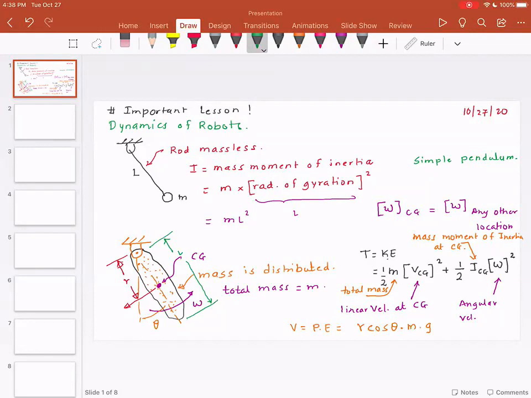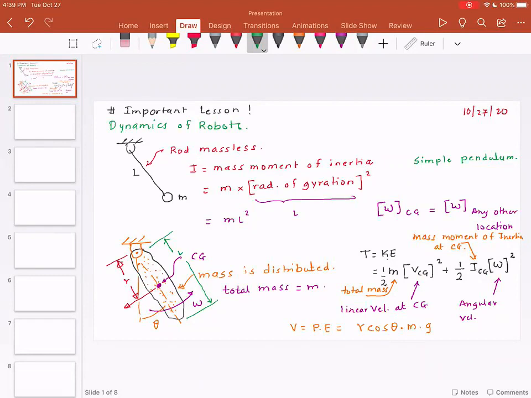Now, why is this important? Because when we are trying to study the actual robot, the robots are going to have some complicated, very complex shapes. So how do you find out the mass moment of inertias for these complicated shapes?